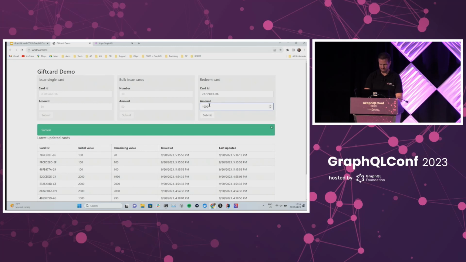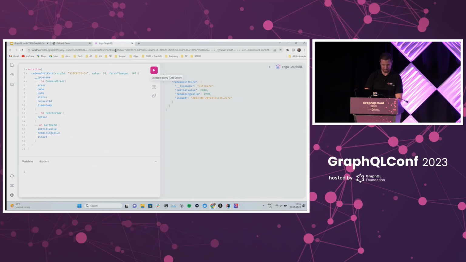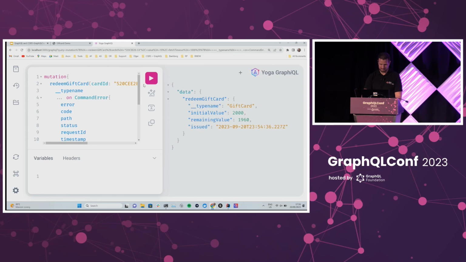If I do a large amount, then I also get the error here. Of course, the more interesting one is the GraphQL endpoint. For example, here I set the mutation, which somehow timed out, because it was the first one. Now it's pretty fast, and you can zoom in a bit. So you can see that the remaining value is less than that. And well, the eventual consistency is not really that much of a problem since it's still pretty fast.